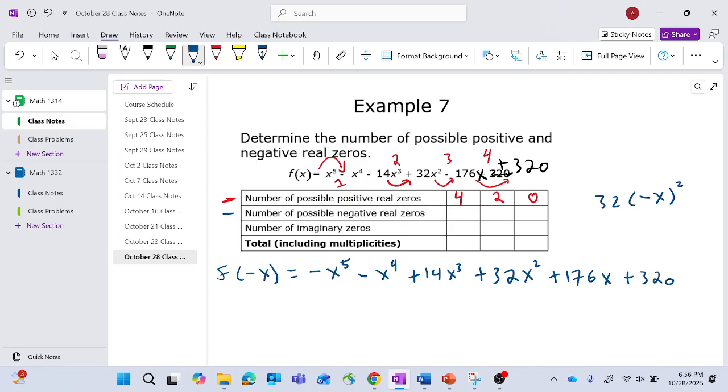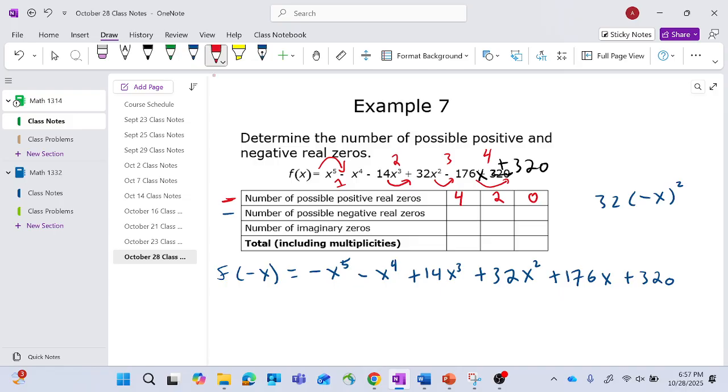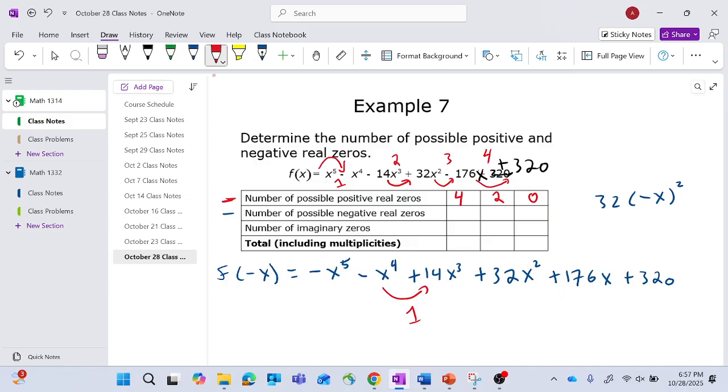Ready to keep going? Once you have f of negative x, we do the same thing: count the number of sign changes. So we start with a negative, and you stay a negative, and then you became a positive, and you never change from being a positive. That means the number of negative real zeros is 1.